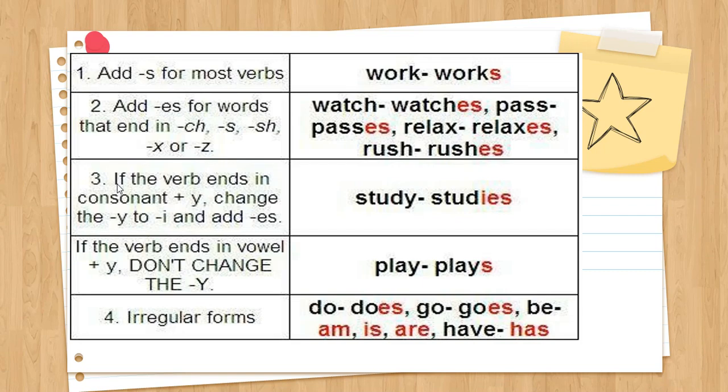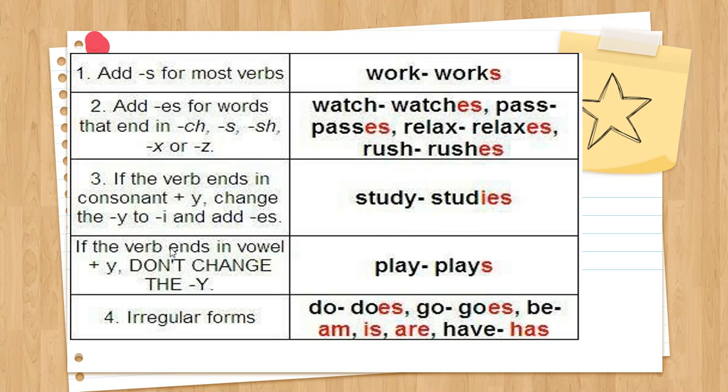Number 3. Look at rule number 3. If the verb ends in consonant plus Y, change the Y to I and add ES. Okay? Study. You need to omit the Y and put the IES. Study, studies. My sister studies mathematics in the afternoon. My brother Juan studies geometry at school. Okay?